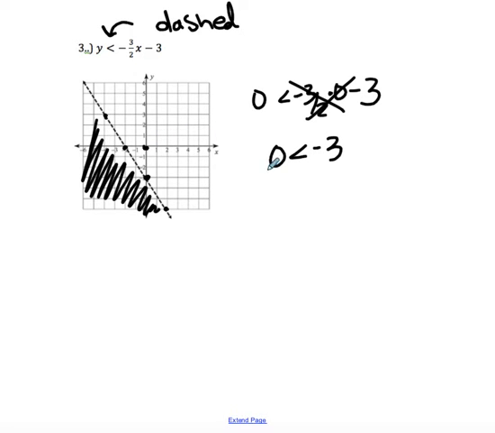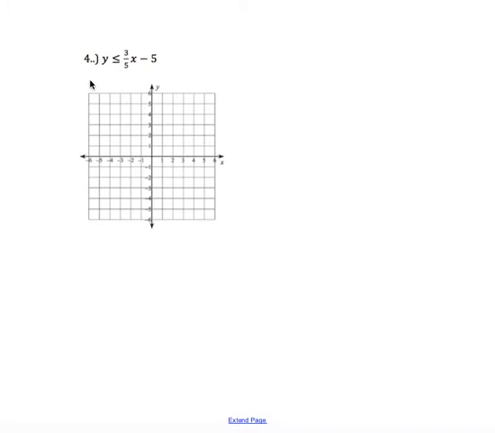And that again is false, which again proves that we needed to shade the other side from 0, 0. So let's go ahead and look at example number 4. In this example, we have y is less than or equal to 3/5 x minus 5.